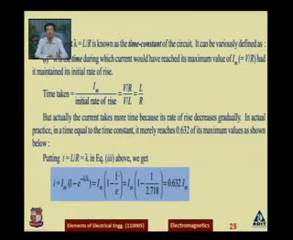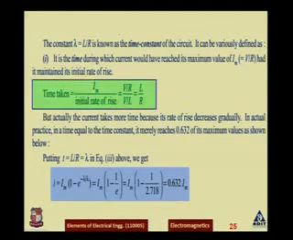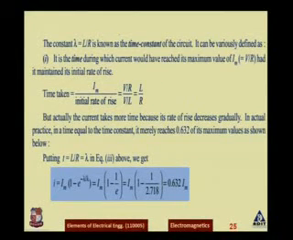Okay, now if we consider that lambda is equal to L by R, then it is nothing but the time constant of the circuit. So it can be defined in two ways. First, it is the time during which the current would reach its maximum value, that is Im is equal to V by R, if it maintained the initial rate of rise. That is, time taken is equal to Im divided by the initial rate of rise, that is V by R divided by V by L. So V will get cancelled, and we get L by R.